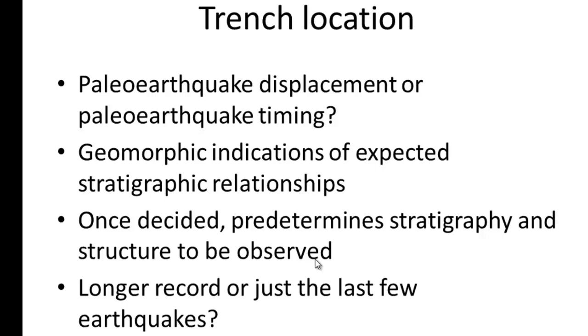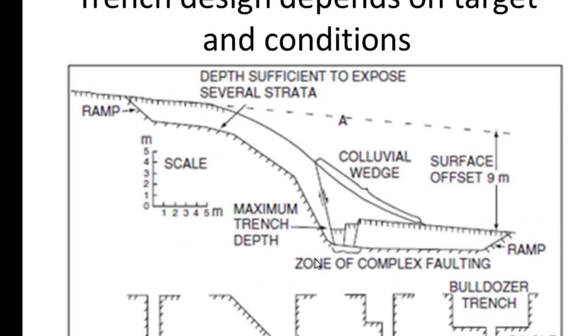But if we cut parallel to the fault zone, if we're right in the fault, all we do is just dig up the fault. There's no fault to see. Or if we're on either side of the fault, we may not see any fractures. So the decision of trench location is a critical one, and it kind of defines what we'll get out of it. And then, do we need to go deep or just shallow?